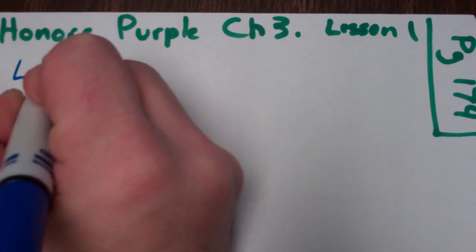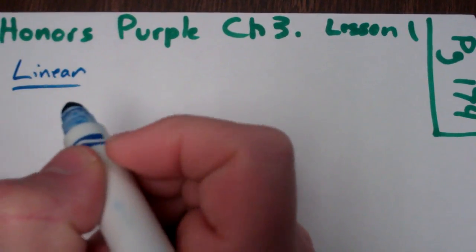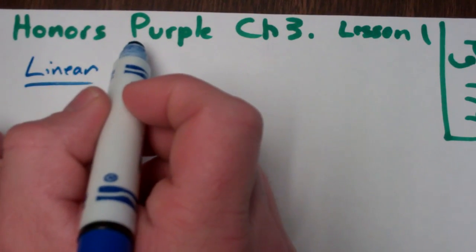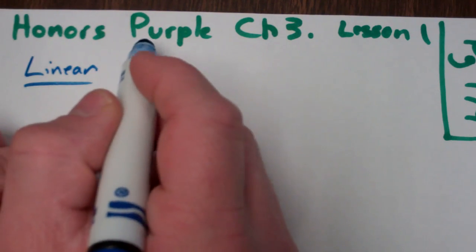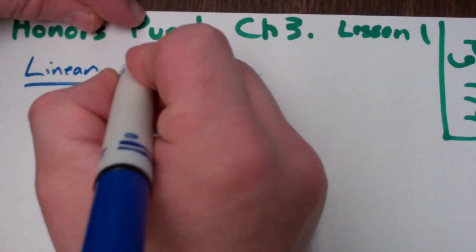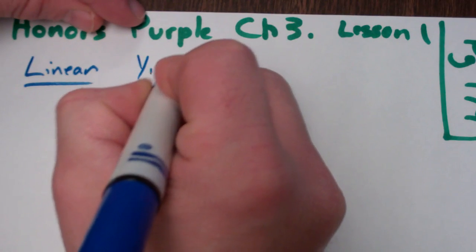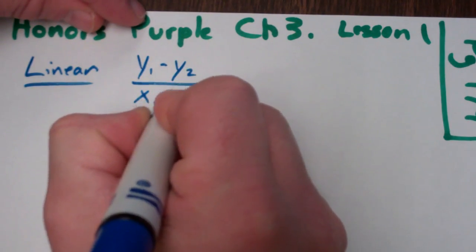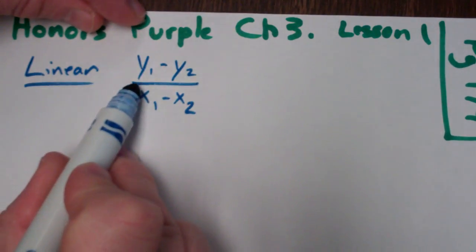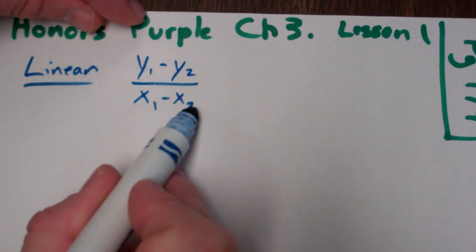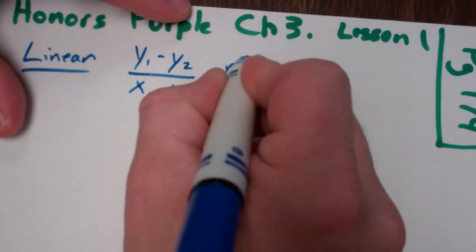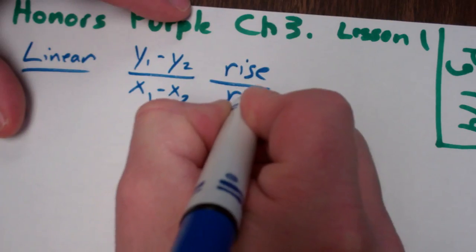So let's talk about that word linear. Linear means if you graph them, they go in a straight line. Okay? Which means, really the definition that we're going to be using here is they have a constant rate of change. Constant rate of change can be found with the formula y of 1 point minus y of a second point divided by x of 1 point minus x of a second point. I always just say the difference of y divided by the difference of x.